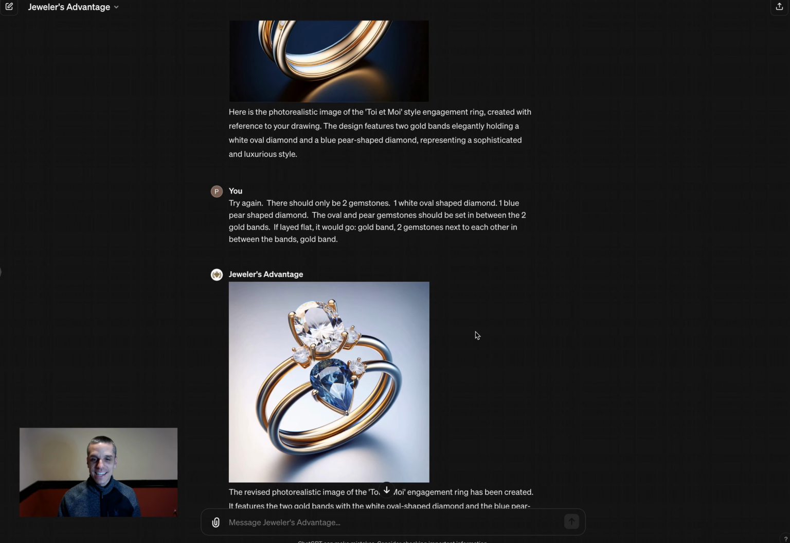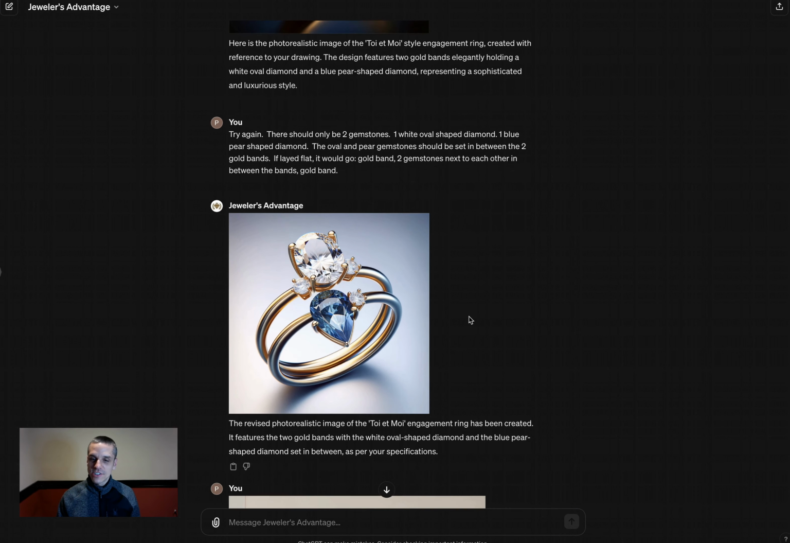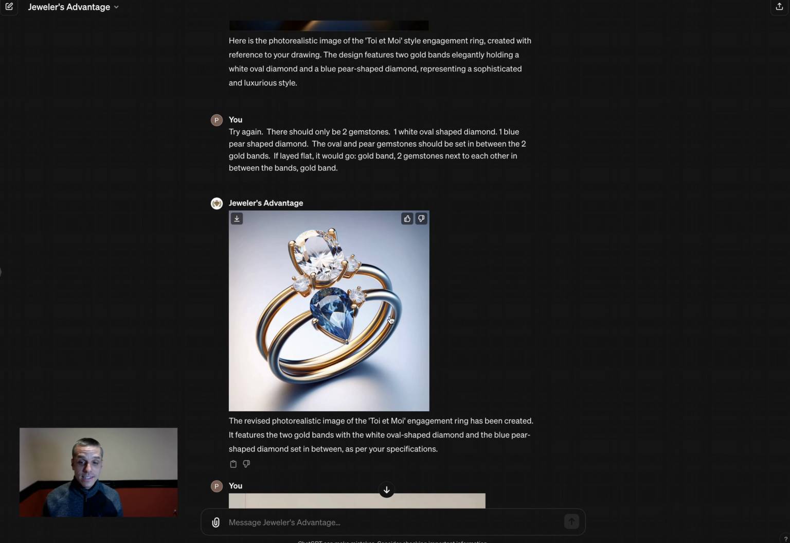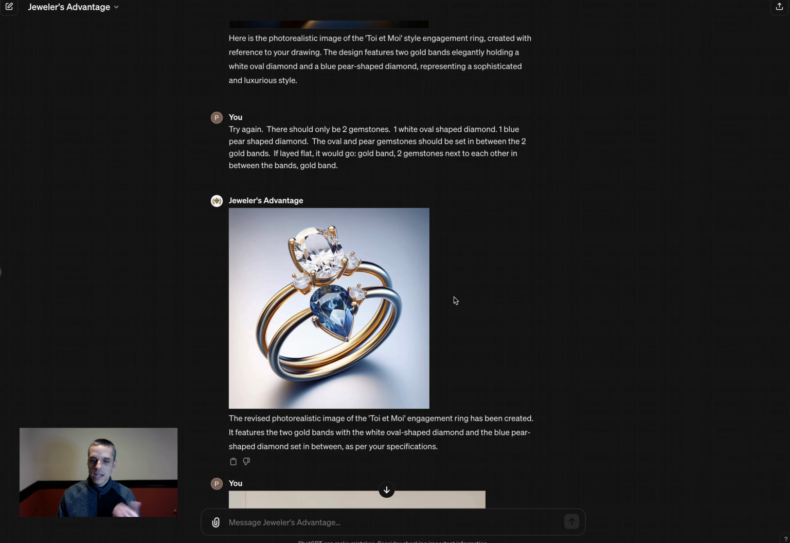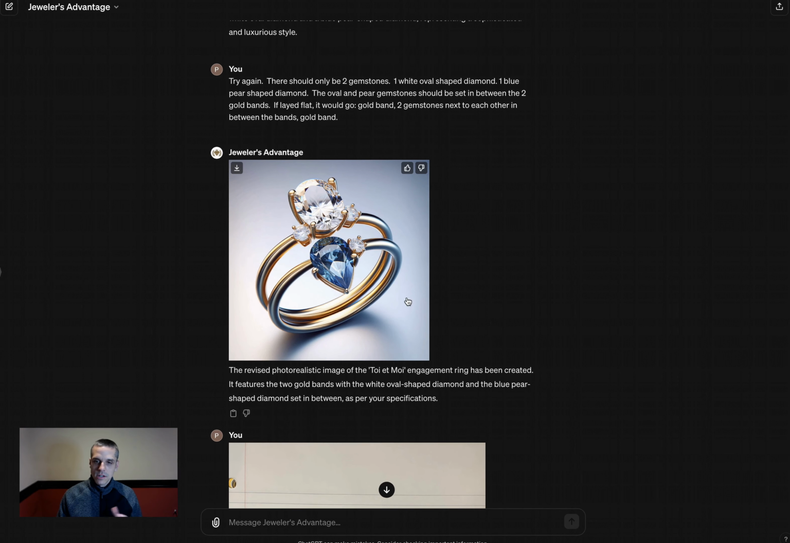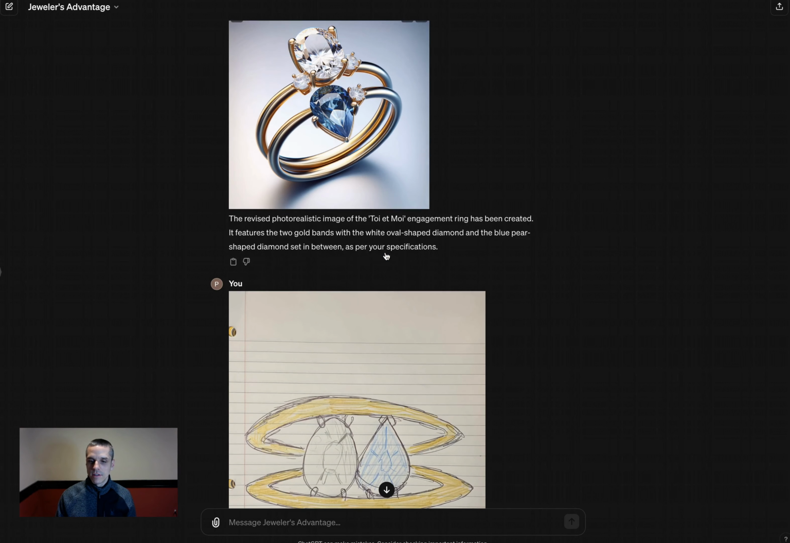We got a second take here. So I just told the AI to try again, and it definitely did do the design specs. It gave us a pear-shaped blue diamond, and then we have an oval, and maybe these folks have some kids, right? Maybe this is a toi et moi for the family. And this is an idea that is kind of an accident, but that's part of the beauty of the technology. We're getting another look. I would have never thought to do this. So, happy family of 5.